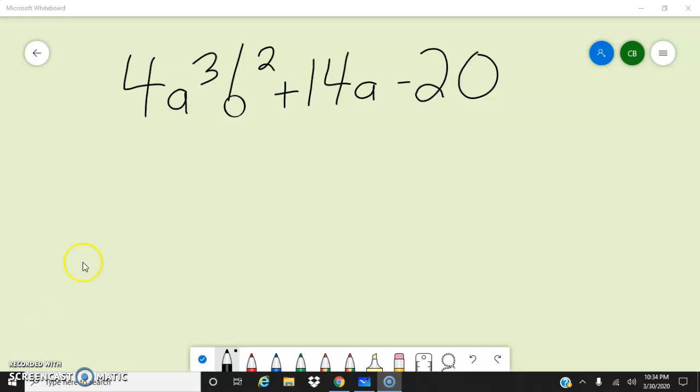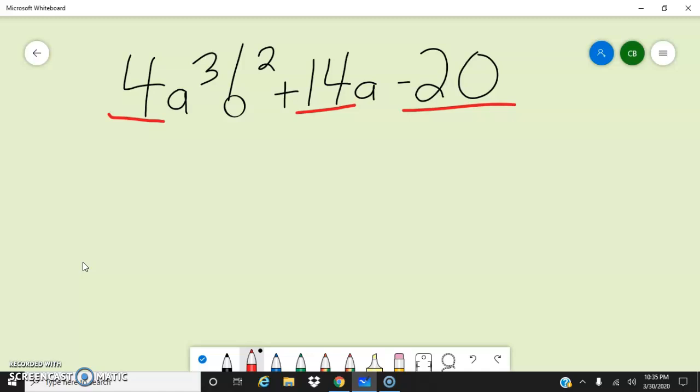Alright, in this example here, we have two different variables. We're dealing with a and b. But same thing, we're still trying to find that GCF that we can factor out of this expression. So I'm just going to look at the coefficients in front of all the variables, so 4, 14, and negative 20. I'm going to look at those and figure out what my GCF is.